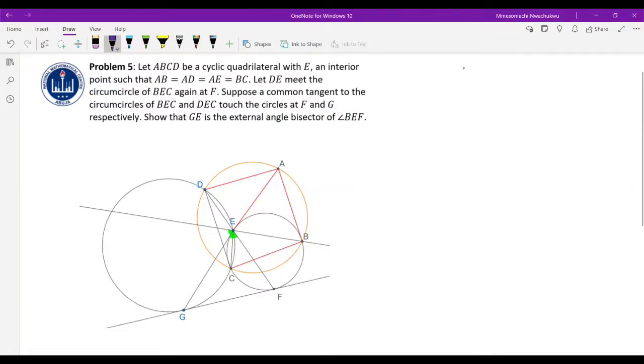Let ABCD be a cyclic quadrilateral with point E, an interior point such that AB is equal to AD equals AE equals BC. As you can see, I've indicated the equal line segments with red. So let DE meet the circumcircle of BEC again at F.